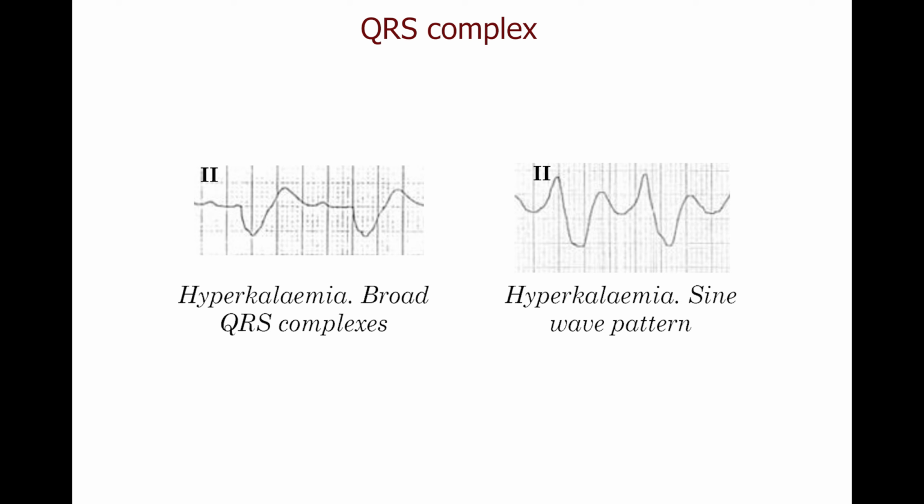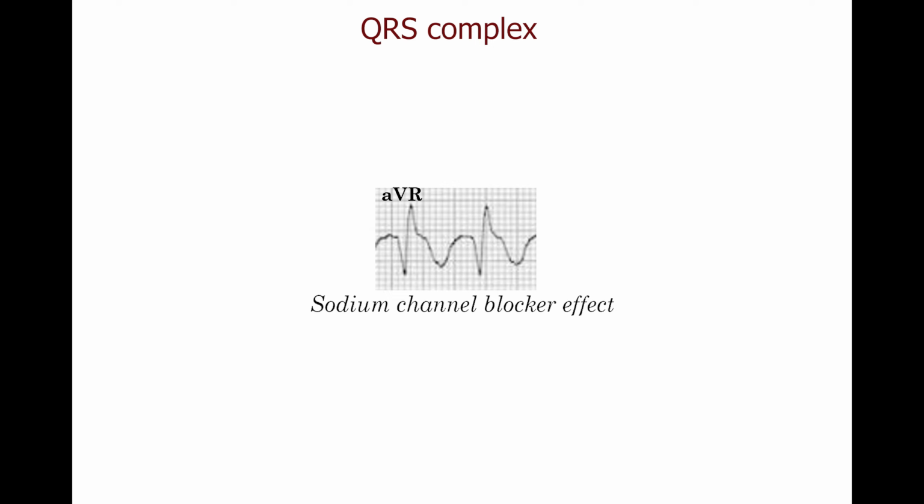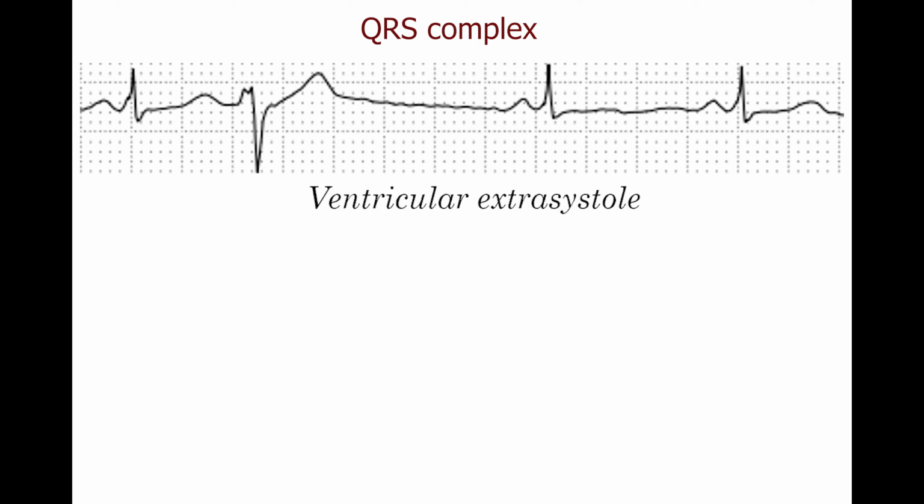Hyperkalemia produces high symmetrically peaked T waves, wide bizarre QRS complexes, wide and flat P waves, conduction abnormalities, sinus bradycardia, or atrial fibrillation with slow ventricular rate, sinus pattern. Sodium channel blockers, such as type IA and IC antiarrhythmics and tricyclic antidepressants, cause wide QRS complexes with positive R in AVR. A premature broad QRS complex without a preceding P wave is called a ventricular extrasystole.